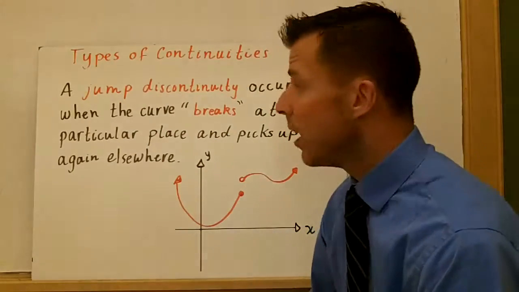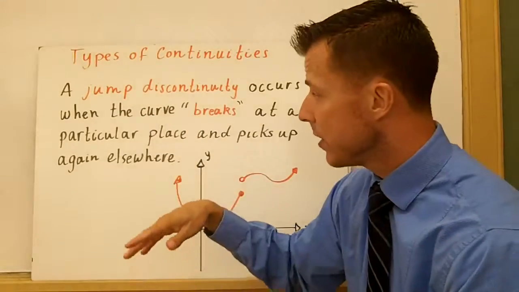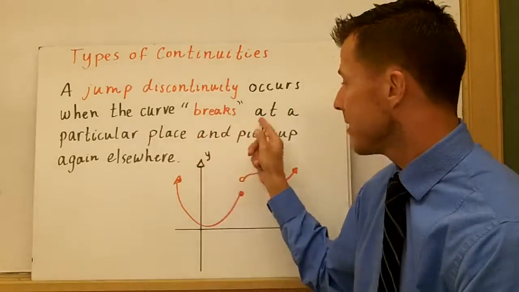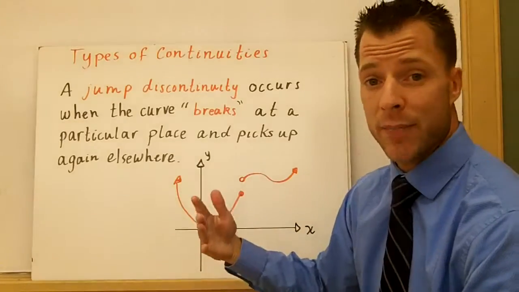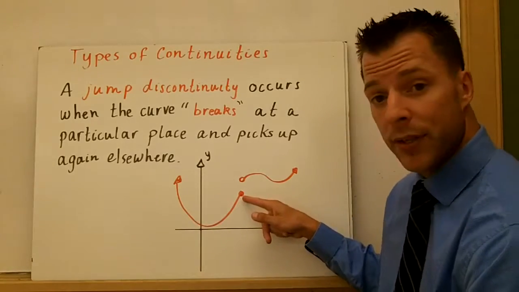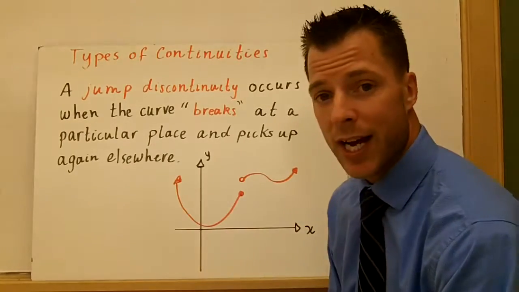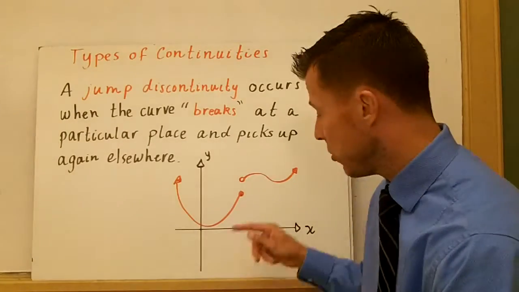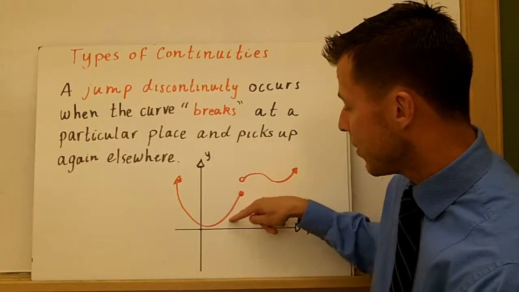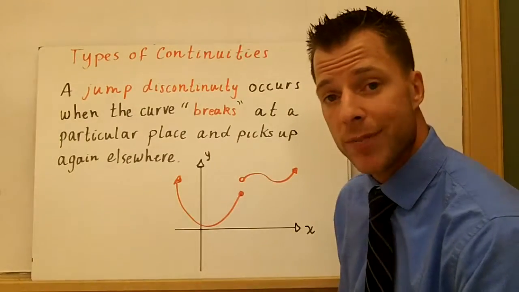So the types of continuities, and it's weird because they say types of continuities and then they're like, well, discontinuity. So the first one is a jump discontinuity. This occurs when the curve breaks at some point at a particular place, then picks up again later on. So here's the idea. If I have this parabola guy cruising, he stops here and he picks up again and then cruises on to some other function. This is really common in piecewise functions. You see this jump. You break at a particular point in your graph and then you pick up later on. And that's what we call a jump discontinuity.